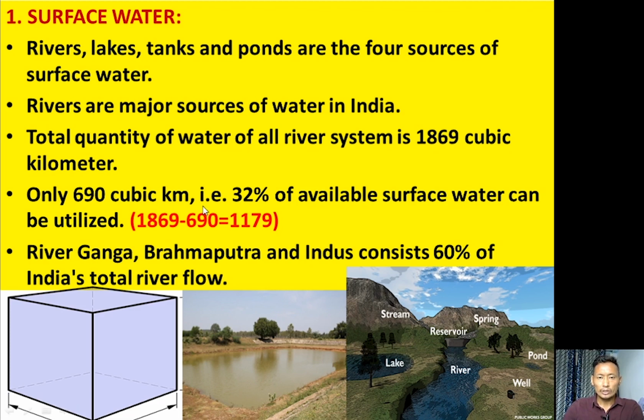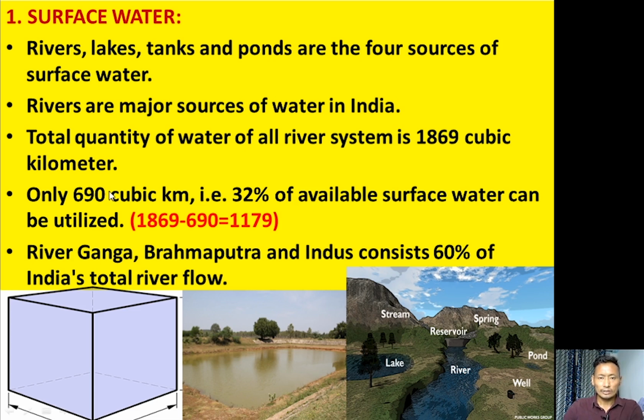So that means the remaining 1179 cubic kilometers of river water is discharging into the sea, either in the Bay of Bengal or the Arabian Sea, mostly in the Bay of Bengal.